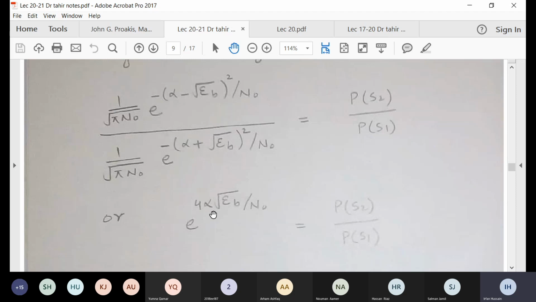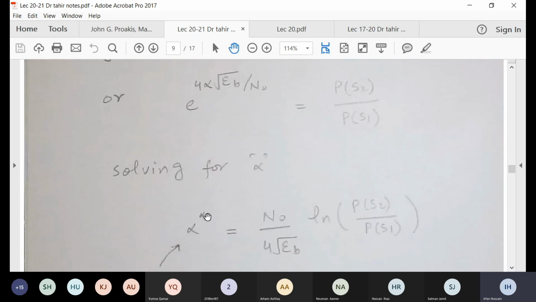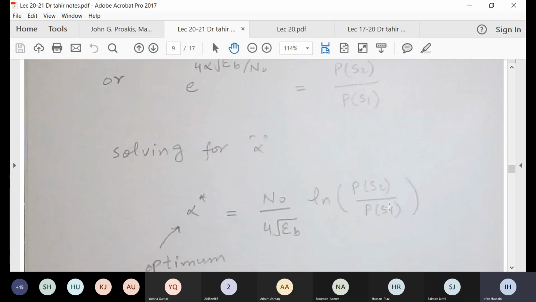This is 4ab, and you take log natural on both the sides. This will become log natural, this power comes here, and then you can write the other factors there, and you will get the value of alpha. So you will get this.